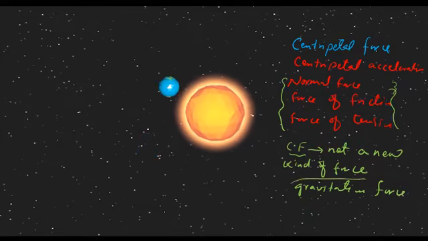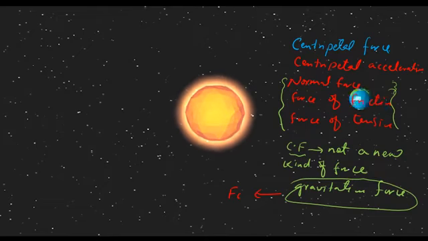So here the gravitational force is responsible for the centripetal force which is provided to the earth to move in a circle. So here centripetal force is not a new kind of force. Rather, gravitational force is playing the role of centripetal force. Gravitational force is providing the centripetal force to the earth to move in a circular path. Let's go to another example.